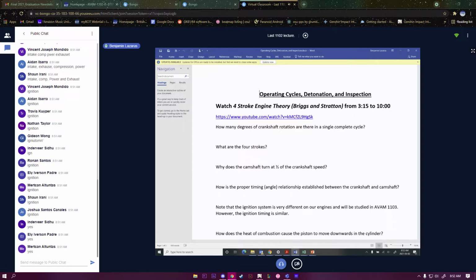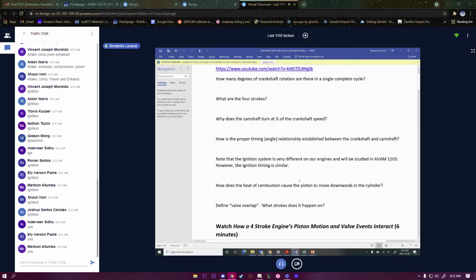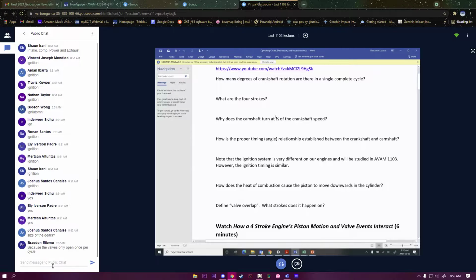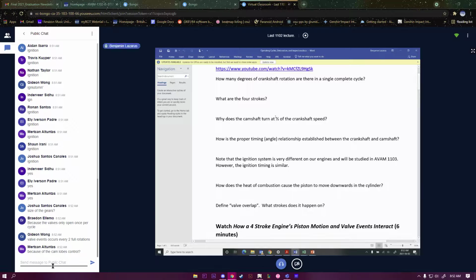Okay, why does the camshaft turn at 1/2 of the crankshaft speed? Because the valves only open 1 per cycle. Thank you, Braden. Perfect. The pistons go up and down twice per cycle, and the valves open up once per cycle. So we just turn the crankshaft at 1/2 speed.